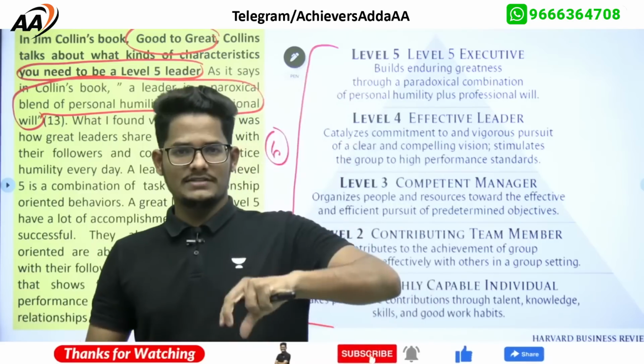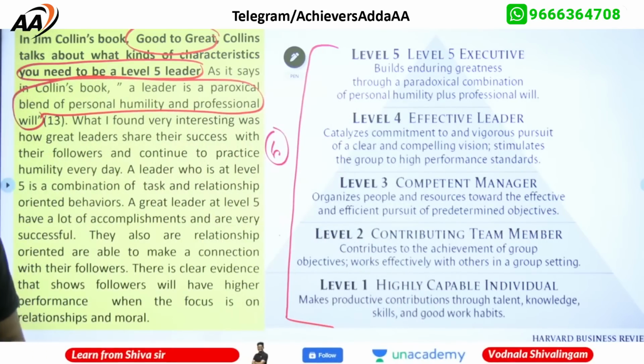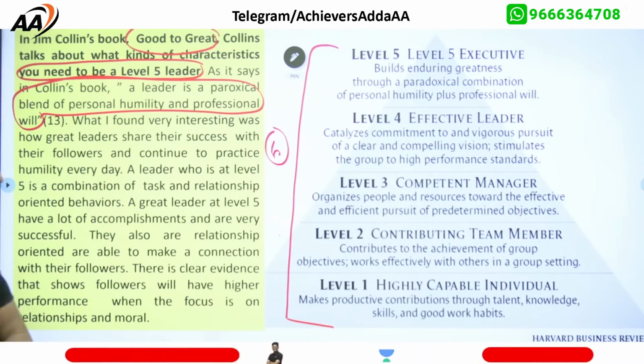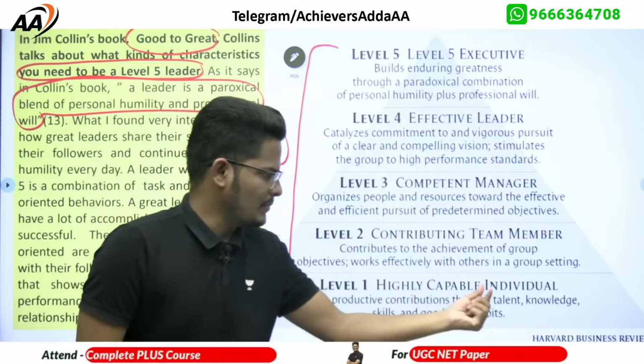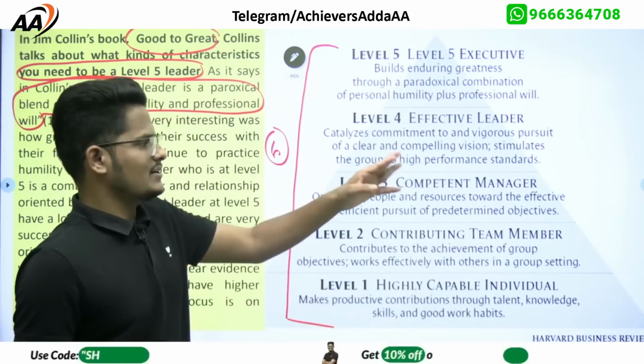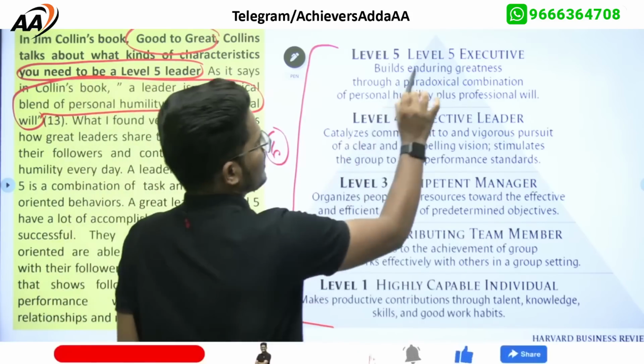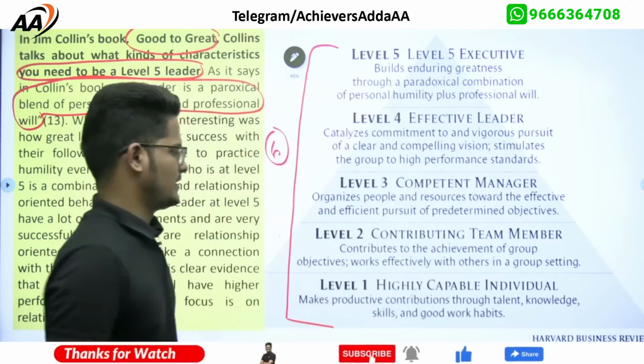He must have the personal as well as professional capabilities. Both capabilities must be there. And here you can see how many levels there are: highly capable individual, contributing team member, competent manager, effective leader, and level 5 is executive leader.